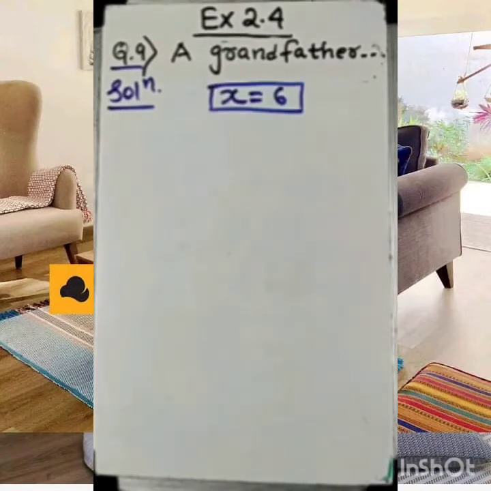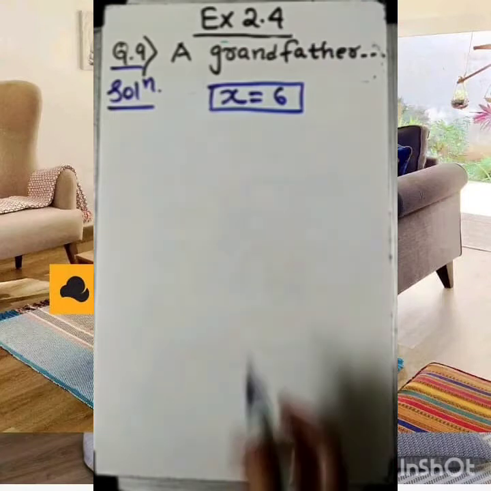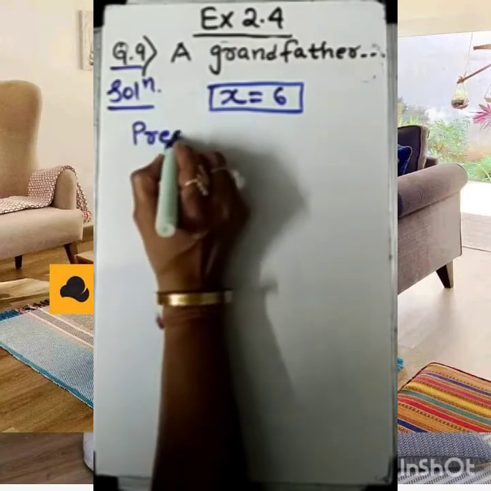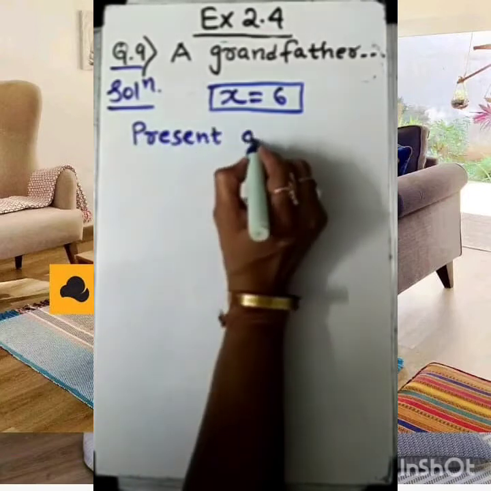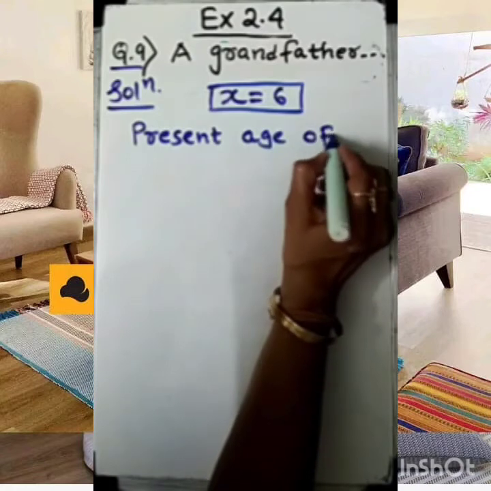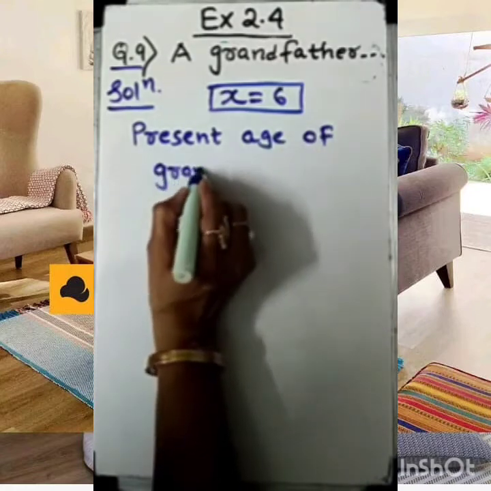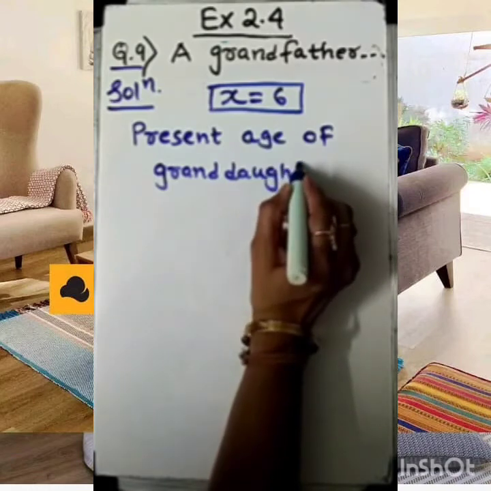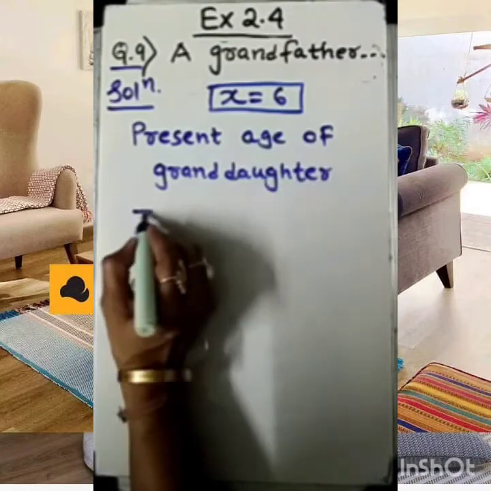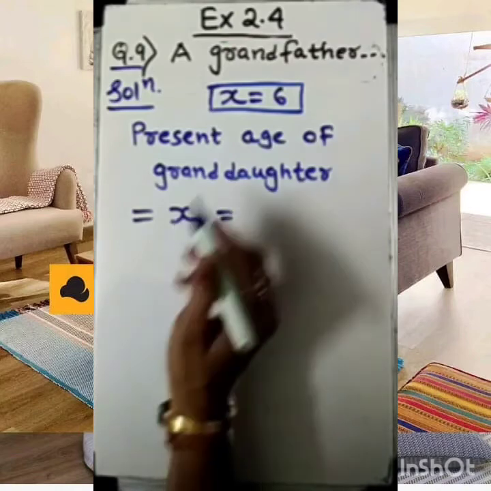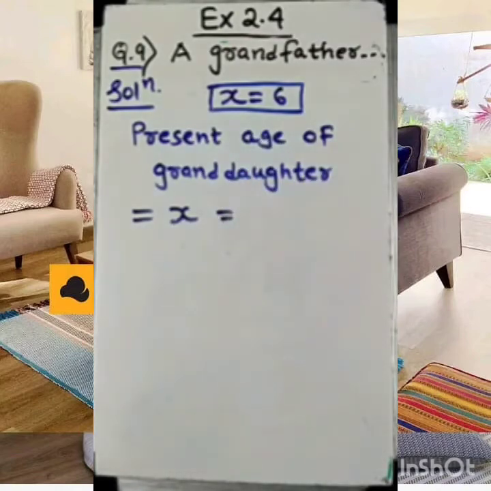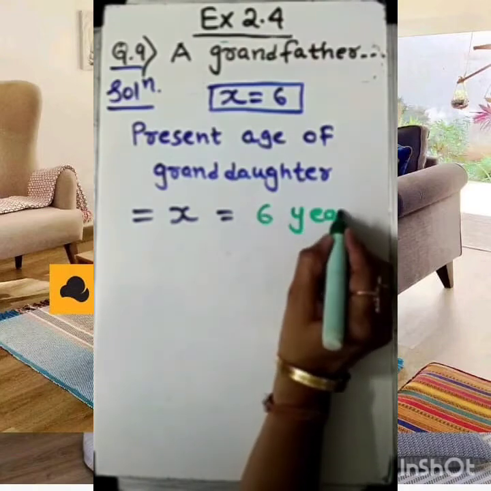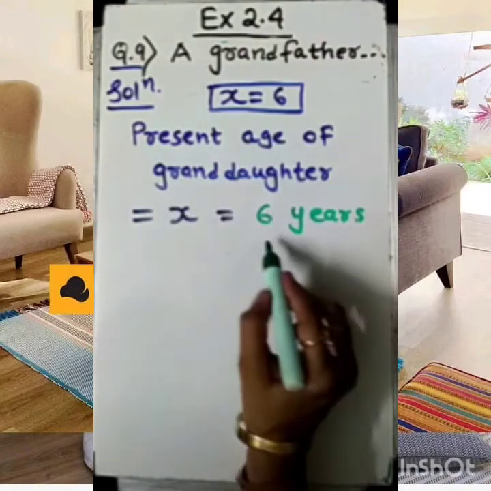So dear student, as we got the value of x equal to 6 here, now we need to mention the present age of granddaughter. For that, we have assumed x years. So let's substitute the value. Already we have assumed x, so it will be 6 years. So her age will be 6 years.